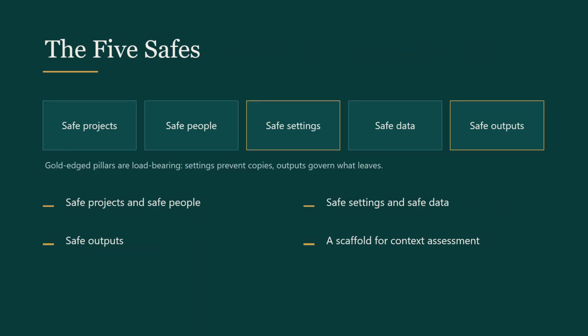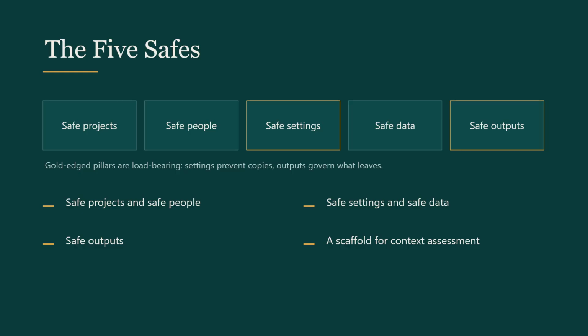Context assessment needs structure, or it degenerates into vibes. The structure this field borrowed is the 5 safes, developed for the United Kingdom's National Statistics Office and credited largely to Felix Ritchie, now standard scaffolding in health data governance. 5 questions, each generating evidence your report can cite. Safe projects. Is the use appropriate? A peer-reviewed epidemiology study under ethics board oversight weighs differently than commercial profiling, and the project's purpose belongs in your context section.